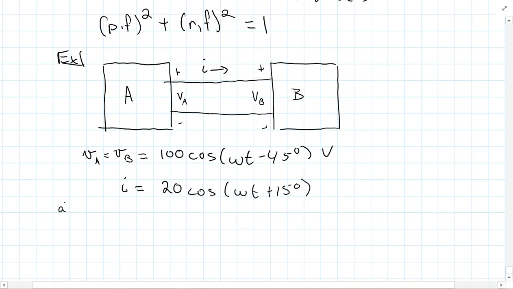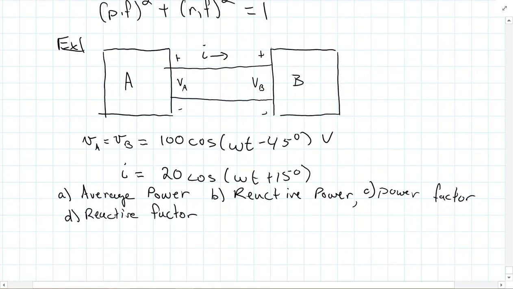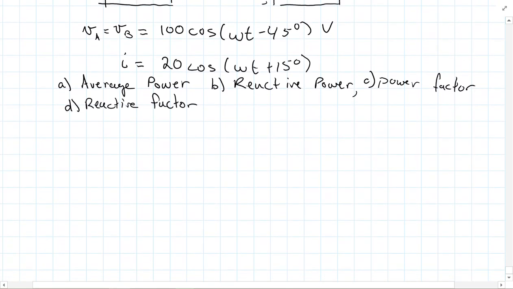So what are we going to find here? We want to find average power, reactive power, and the power factor, and then also the reactive factor. And honestly, this is just a fairly straightforward computational problem.